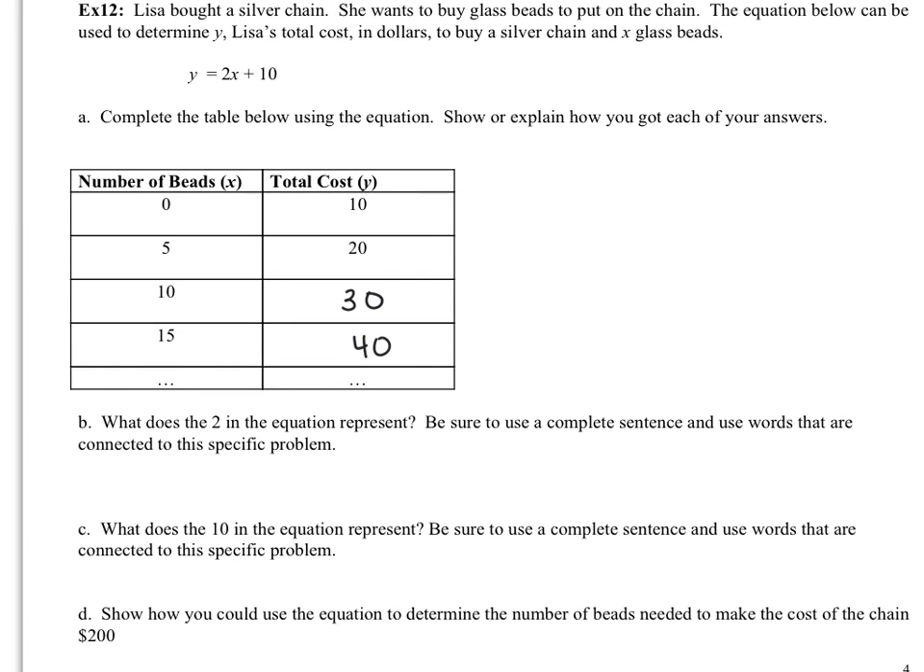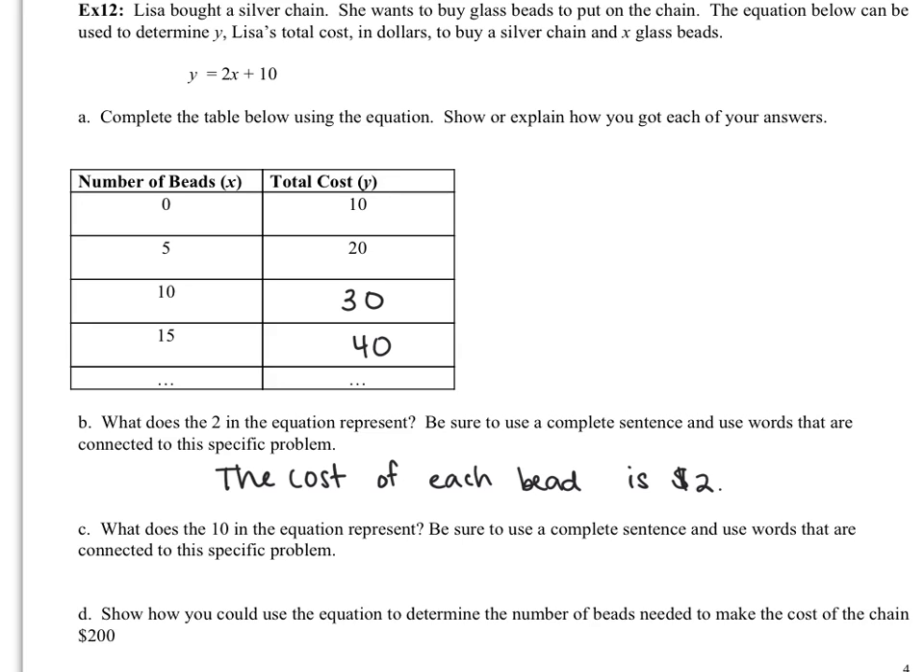So we don't want to just say that 2 is the slope. Any equation written in this format has a slope. We want to be specific about what's going on. So you want to make sure that you're talking about either the cost, the chain, or the beads. So pause the video and do your best to come up with a sentence that would make sense here, and you can adjust your sentence after you check your answer.